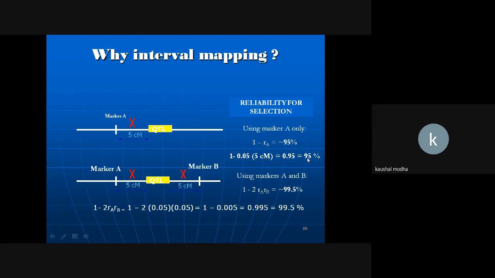It means that if you identify this marker A, and if you utilize this marker for selection of that QTL, if you genotype 100 individuals, and in all these 100 individuals this marker A is present, then you are sure that in 95 out of those 100 individuals, the QTL is present along with the marker.